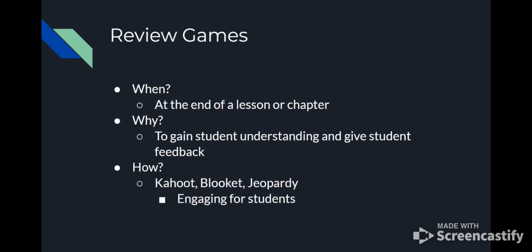The last example of informal assessment would be the use of review games. These can be conducted at the end of the lesson or chapter and would best be given unannounced in order to gain accurate levels of student understanding. Review games also give students and teachers immediate feedback and can be done using educational technology resources like Kahoot, Bookit, and Jeopardy! Review games are often more engaging for students than typical paper and pencil assessments.